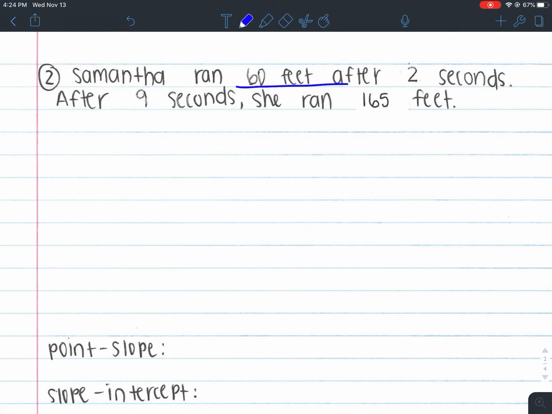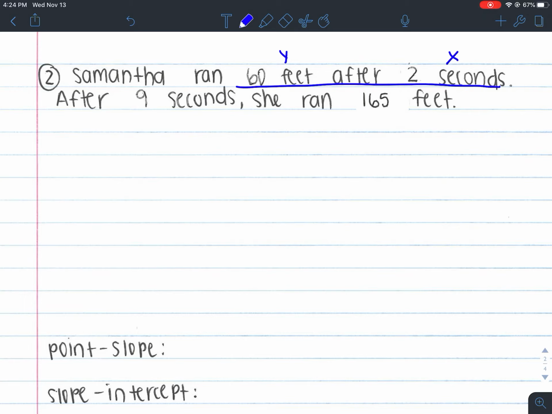Okay, well, the first thing it says is that she ran 60 feet after 2 seconds. Well, that doesn't sound like a slope to me. That must be a point. Now, is it 60, 2 or 2, 60? Well, when you're thinking about this, you also have to think about which one of these would be independent from the other one. Would feet be independent, or are seconds independent? And seconds is independent, so that's going to be our x, and feet is our dependent.